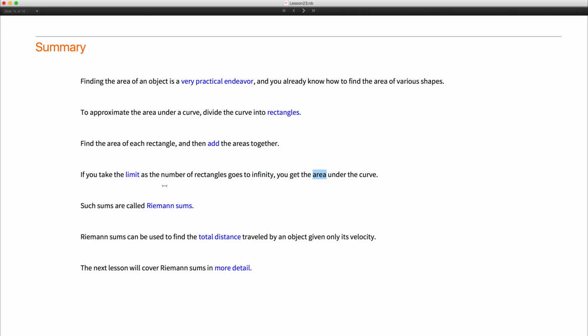Now, these sums which you compute are called Riemann sums, in honor of the mathematician Riemann. And these Riemann sums can also be used to work out the total distance traveled when you're given only the velocity. So that's the end of this lesson, and in the next lesson we'll talk about Riemann sums in more detail. But before doing that, there'll be a problem session which you should certainly look at and understand the topic in much greater detail.